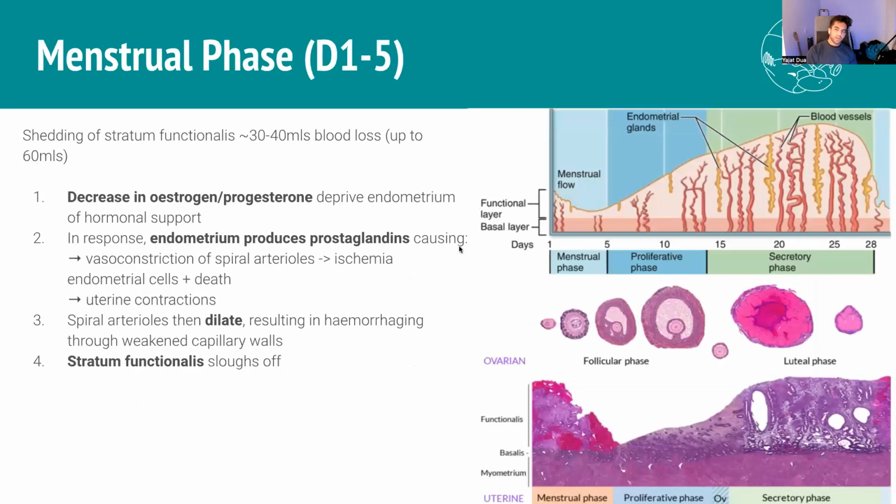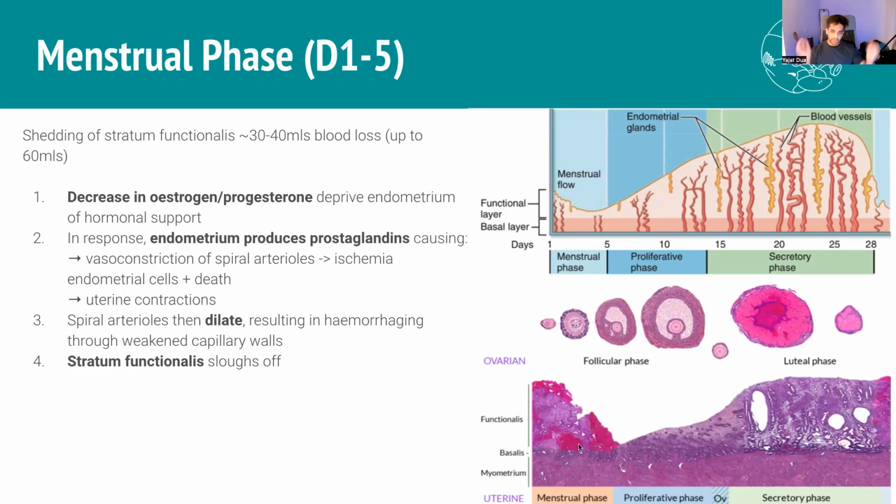Cool. Start off at the beginning of menstruation. The menstrual phase is essentially the shedding of the stratum functionalis. Around 30 to 40 mL of blood loss, and it can go up to 60 mL where it's not abnormal. But think of what's happening at the end of the luteal phase, at the end of the ovarian cycle: you have the corpus luteum, and we're assuming fertilization hasn't happened. It's turned into corpus albicans and is degenerating. So there's a decrease in the hormonal support, a decrease in the hormones being released.